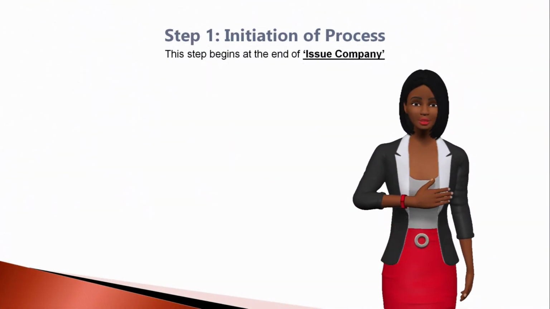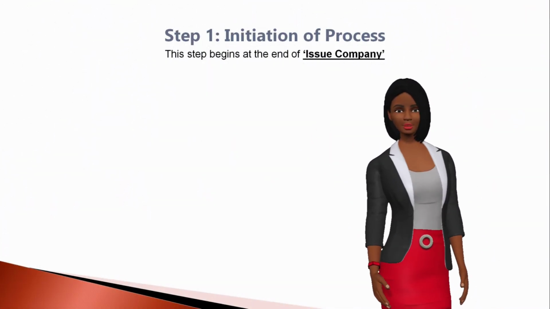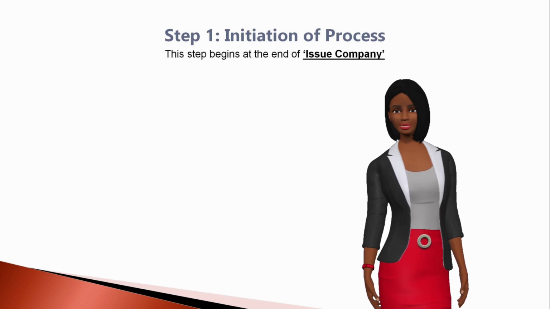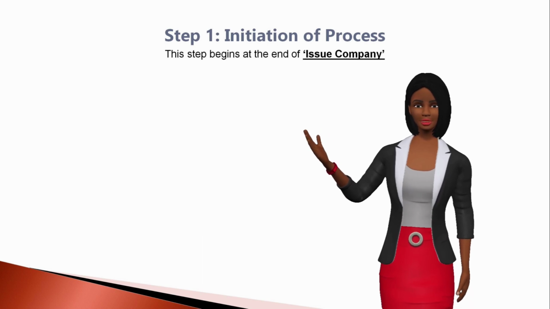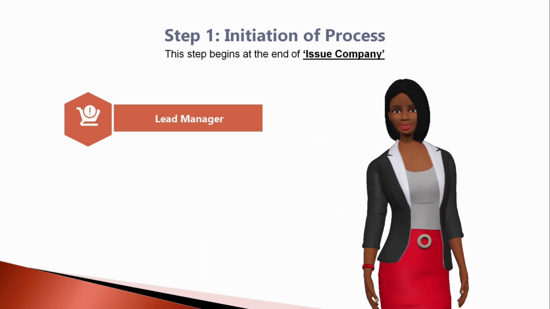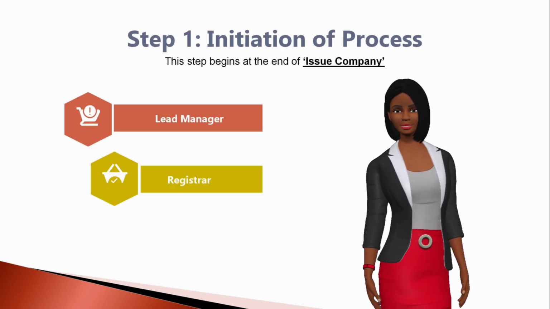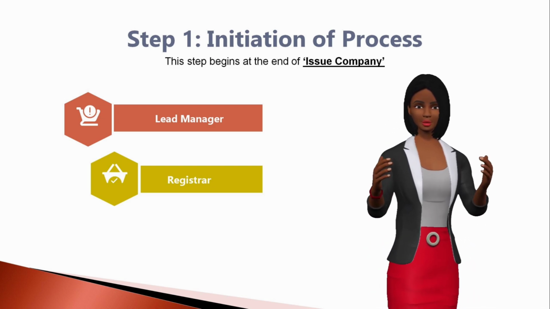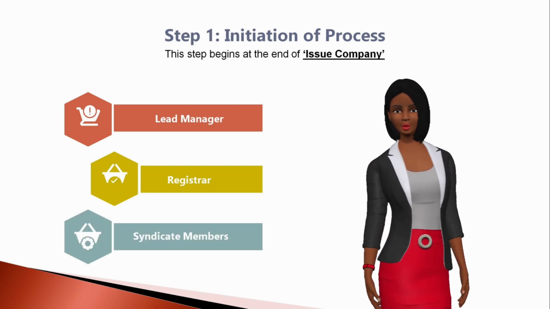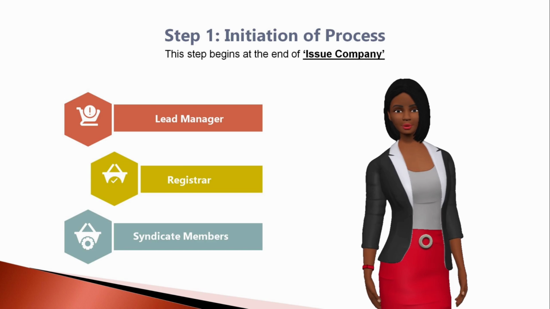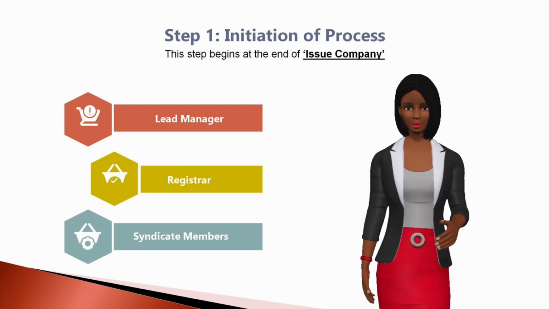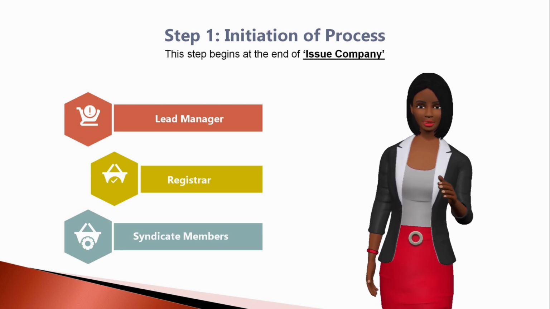Step 1 begins at the end of the issuer company or a firm which is willing to come up with an IPO. At this pre-IPO stage, the company makes 3 major decisions of appointing a lead manager, a registrar for the public issue, and a syndicate member, which could be the same as the lead manager as well. All these parties are discussed in detail in our preceding release. You may click on the I button to watch the same, where we had highlighted different parties to the IPO process.